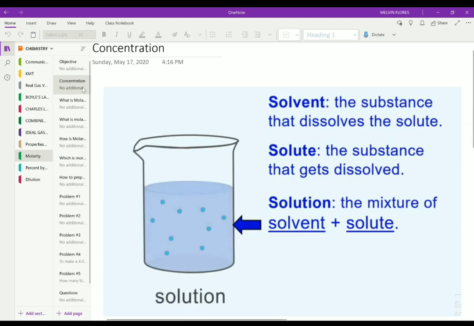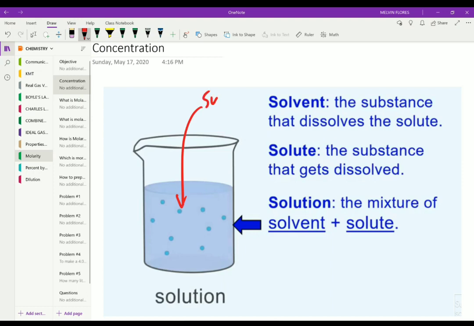But before we go to answering the questions on what is concentration, let's review what we have learned in the previous week, which is all about solution. We have learned that a solution is a mixture of a solvent and a solute. So if we add solute into a certain solvent, like in this beaker of water here, we have the solute. Let's say these particles right here are particles of sugar. And of course, we have here the water. So this is the H2O.